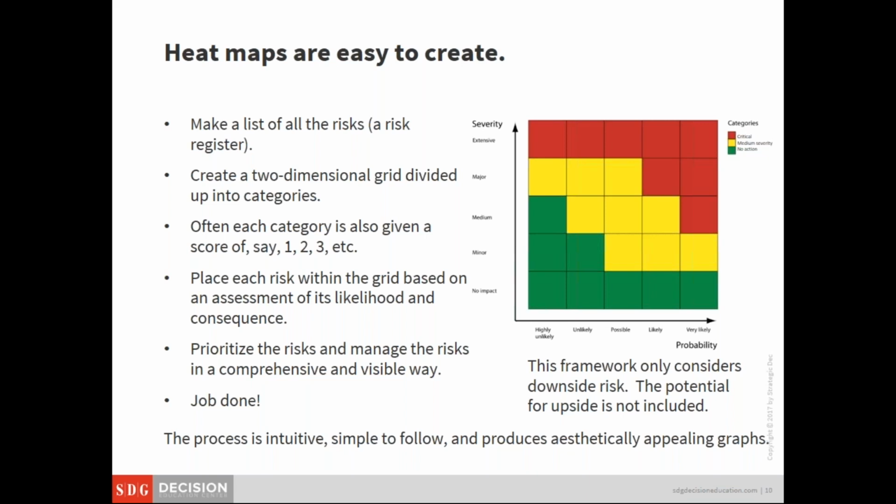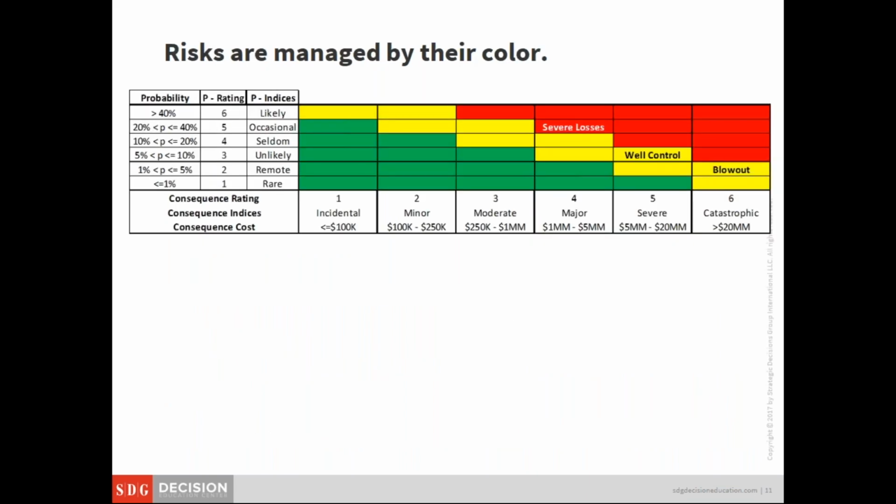As I mentioned, these tend to be focused on downside, though not exclusively. But it tends to be things where we have some probability of a loss. Risks are then managed by their color. So red risks are worse than yellow risks.